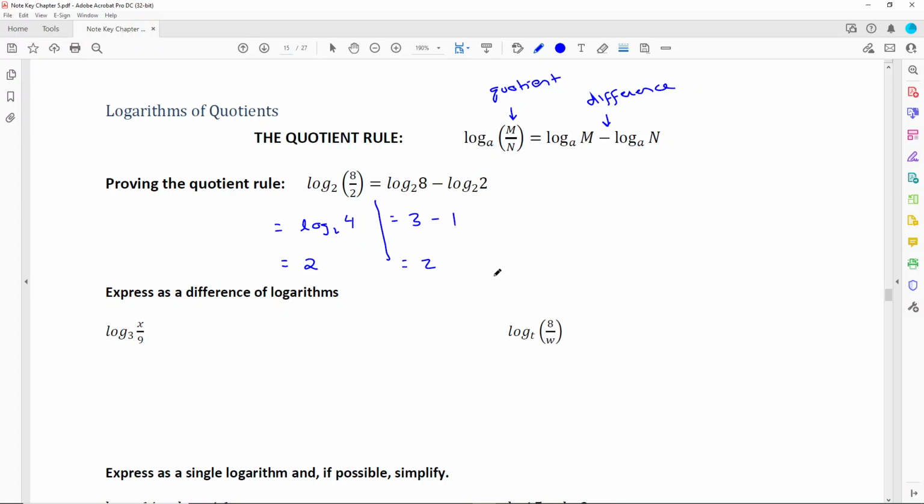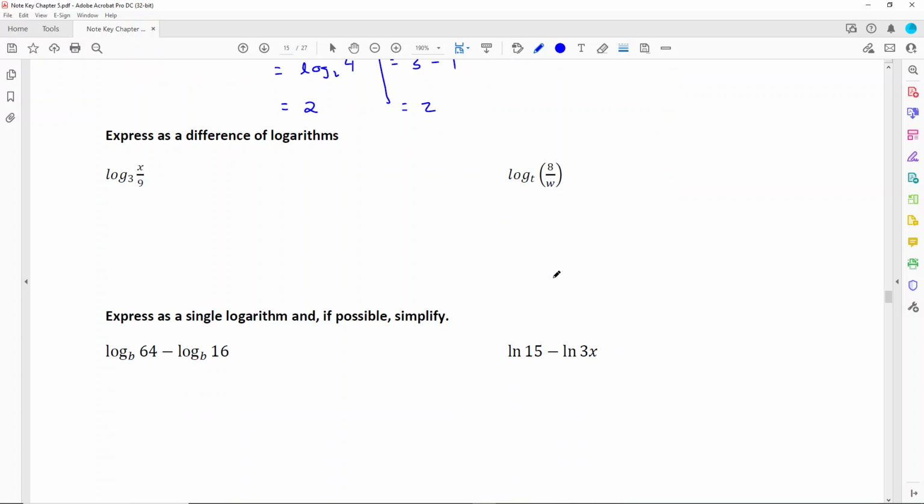So now what we're going to do is what we were doing before. We're going to express these as a difference of logarithms, and then we're going to express a difference of logarithms as a single logarithm. So what about this first one? If I wanted to write this quotient, so the log of a quotient, as a difference, you'd have two logarithms. You'd have log to the base 3 of x minus log to the base 3 of 9. I always think whatever's in the denominator is what gets subtracted. So this is log to the base 3 of x minus log to the base 3 of 9.